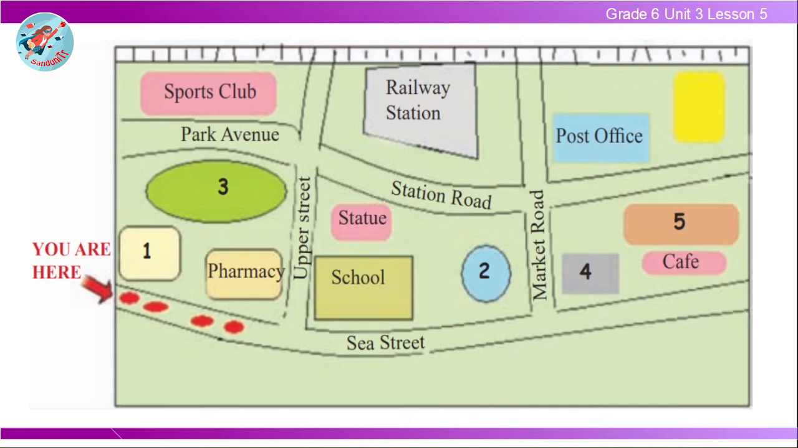Third reading, check your answers. You are in C Street now. The hospital is on your left. That is number one in your map. Go along that road and turn to Upper Street. The building on your left is the pharmacy. Go along that road until you find the playground on your left. It is number 3.